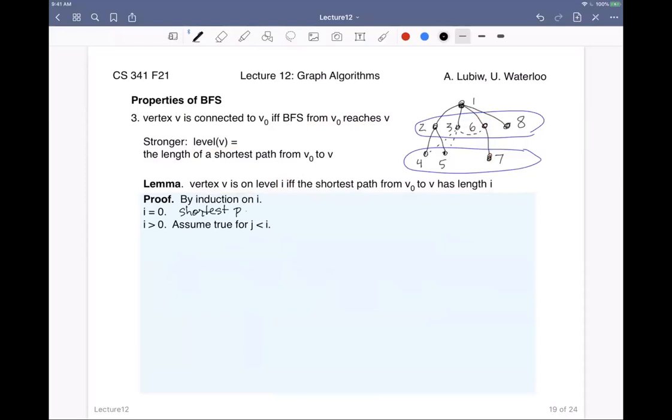Shortest path V0 to V0 has length 0. It's sort of a degenerate case of a path. It has no edges at all. The start vertex and the end vertex are the same. It's a legitimate path, and that path has length 0. Okay, so now we are going to consider the case of larger I and assume that this statement we wish to prove is true for all values of j smaller than I. So we're going to look at the 2 sides of this. In the first direction, we will suppose that vertex V is on level I.